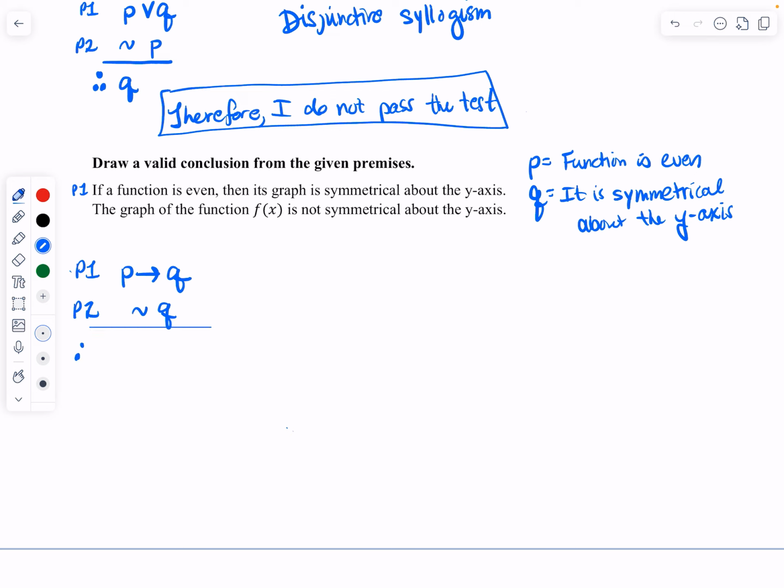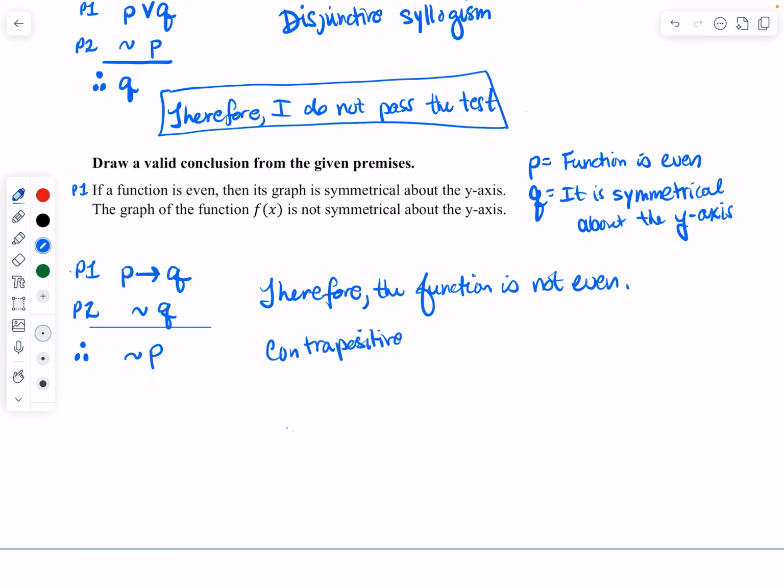Now I've got to match that up with one of the common arguments. So I'm looking for P1 being if P then Q and then negation Q. I see that answer with the contrapositive reasoning. The answer is going to be negation P. So I'm going to write up, therefore, the function is not even. And again, I did that by using the contrapositive reasoning.